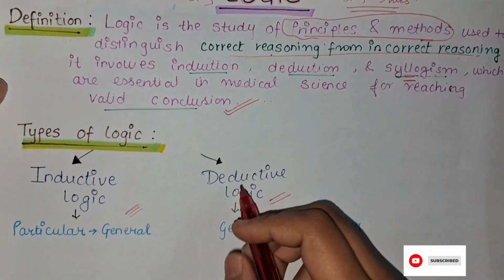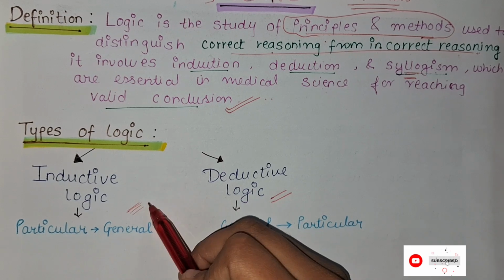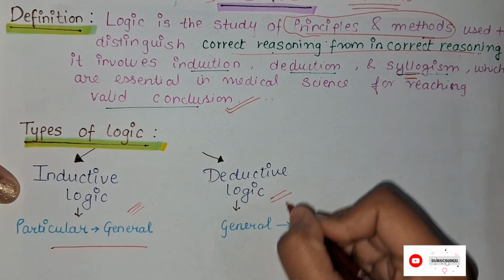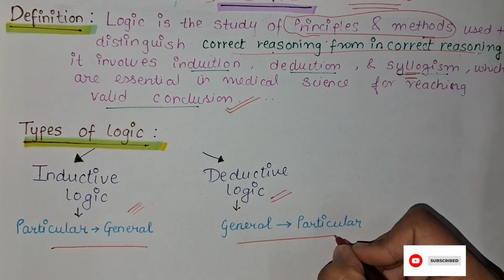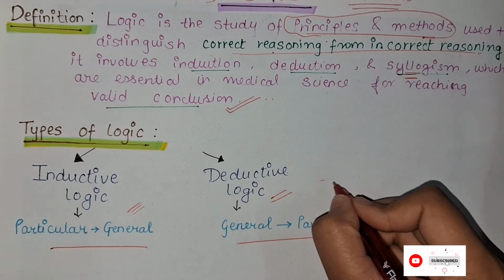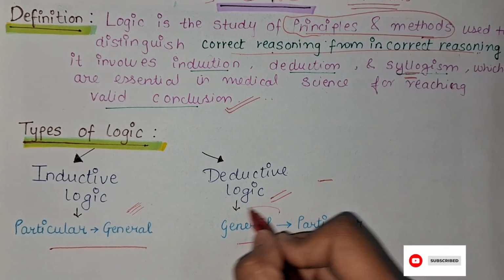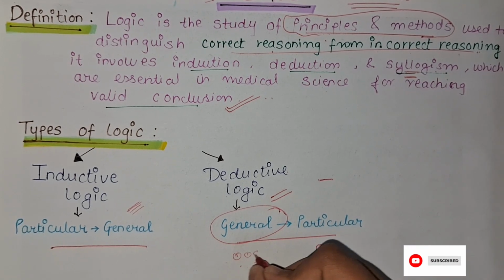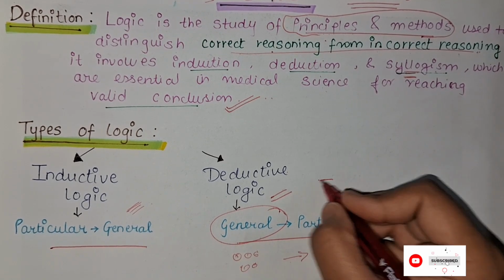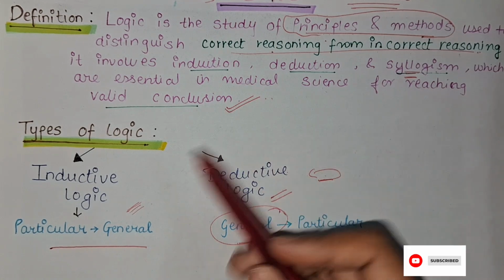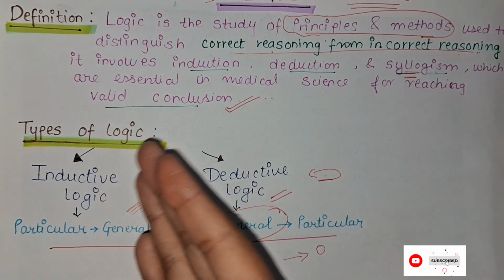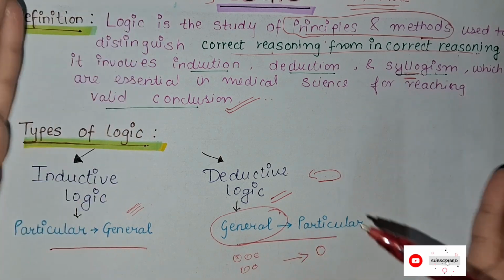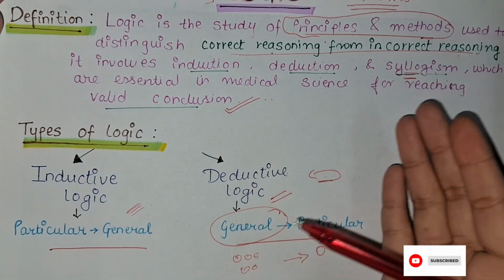So what is inductive logic? Inductive logic goes from particular to general, and deductive logic goes from general to particular. You can remember it like that. Deduction means subtraction, so from general, which is many, we are going to particular. From general to particular, that is deductive. Inductive logic is going from particular to general reasoning, and in deductive we go from general to particular. Now we'll see both of these separately.